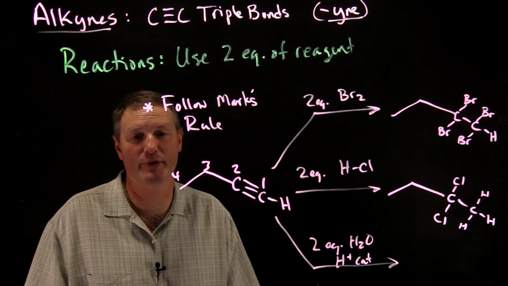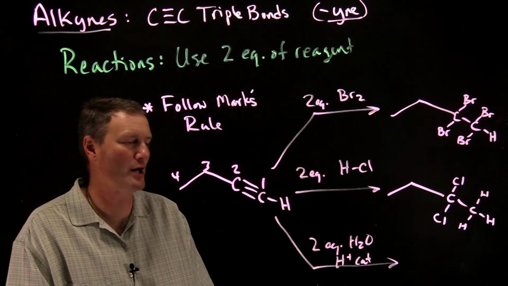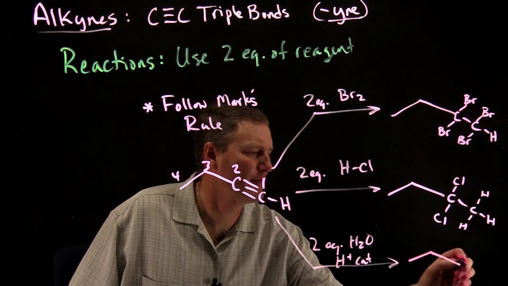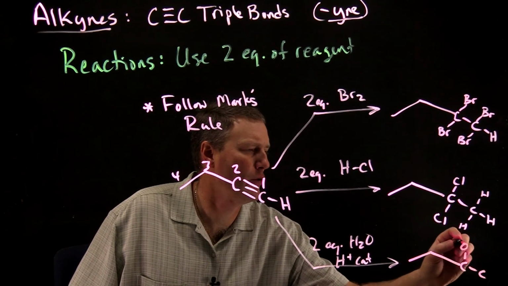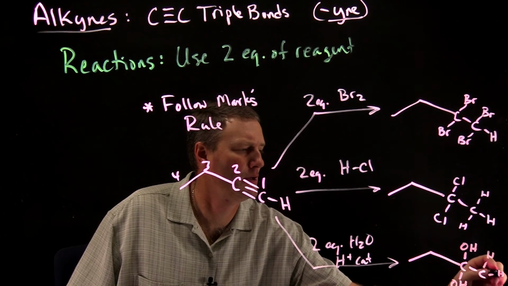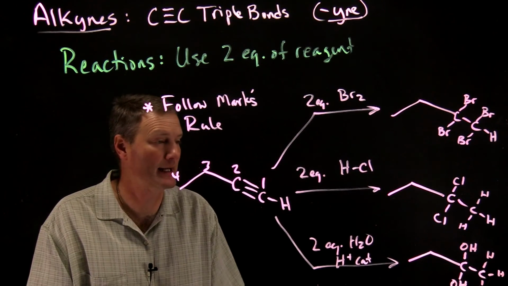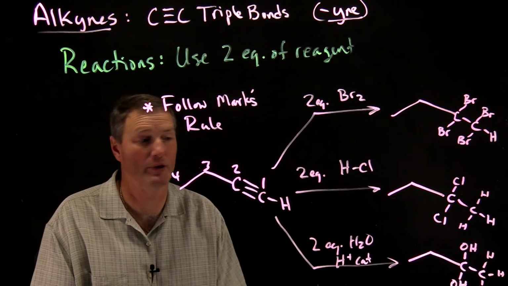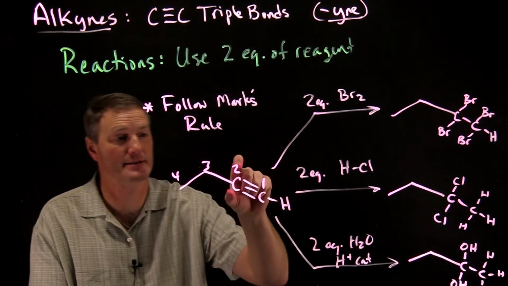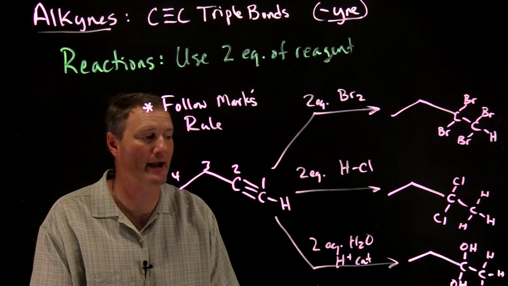Lastly, let's do a hydration reaction. This is essentially a double hydration because we're using 2 equivalents of water. Just like the above example, my OH groups are going to both add to the 2 position in this case, and I would get a diol compound with both groups substituted on this position where I had the higher substituent in my alkyne.